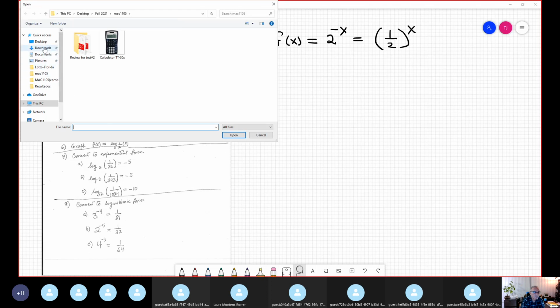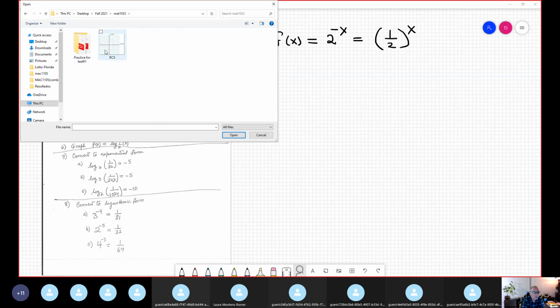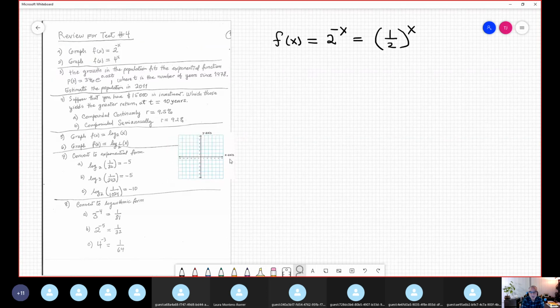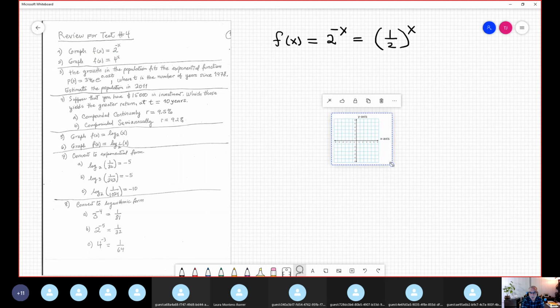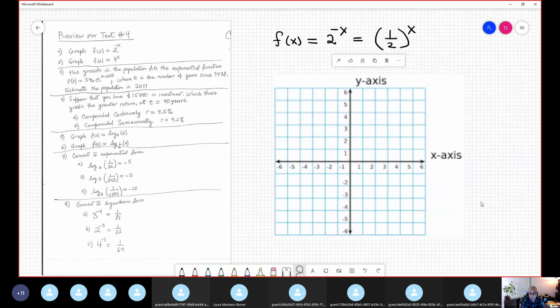Let me bring this here. Okay, the rectangular coordinate system. Look, in the test I provide the rectangular coordinate system. Some students, I don't know why, do the graph on another paper. No, you are doing it on the paper of the test.